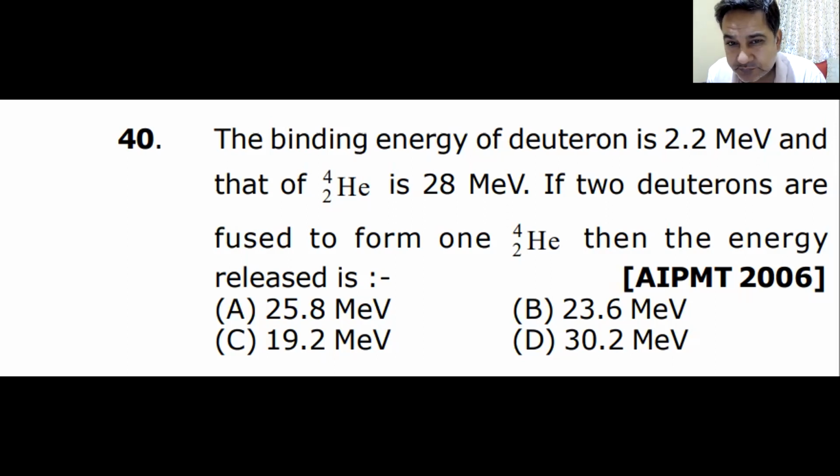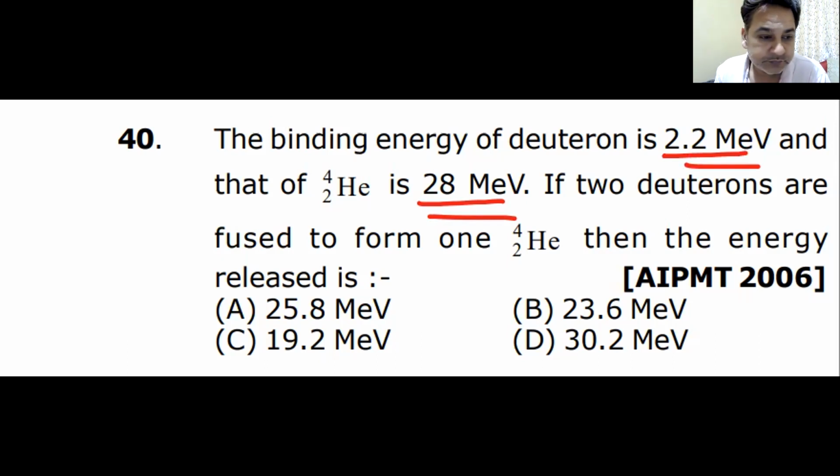The energy released is the binding energy of the product minus the binding energy of the reactants. Do we remember this? Binding energy of the product is 28. 28 minus the binding energy of the reactants, two deuterium: 28 minus 2.2 minus 2.2. And the answer is 25.8. What is the answer? I'll give you a minute.